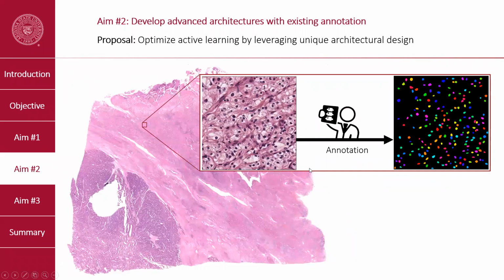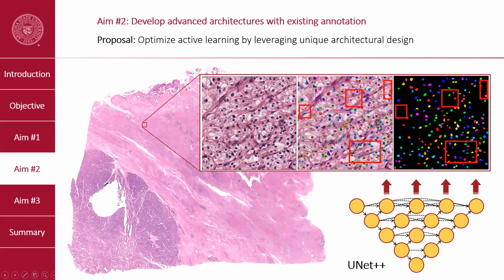Generally speaking, collecting annotation for segmentation task is extremely time consuming because, for example, to segment the nuclear from an image, the human expert has to draw contour for each and every nuclear. To make it more efficient, instead of annotating all the objects in the entire image, if there is a way to select the most important region for human to annotate and the rest can be done by the machine, it will be great. This procedure can be optimized by our unique architecture design of UNet++.